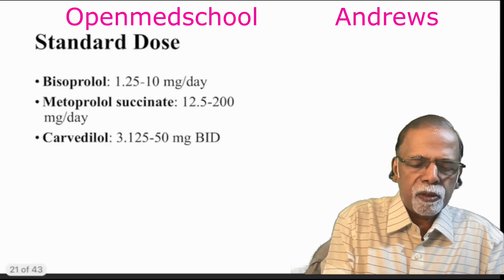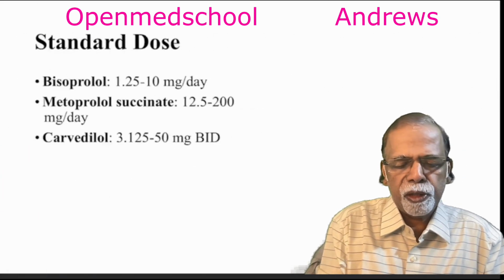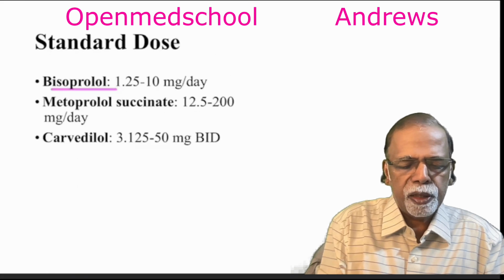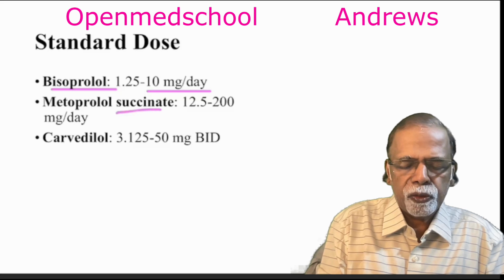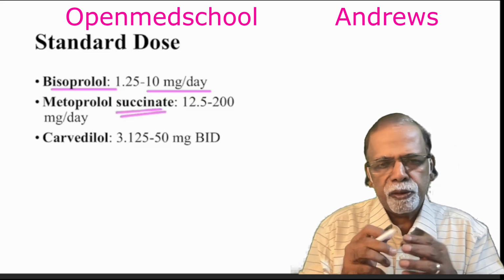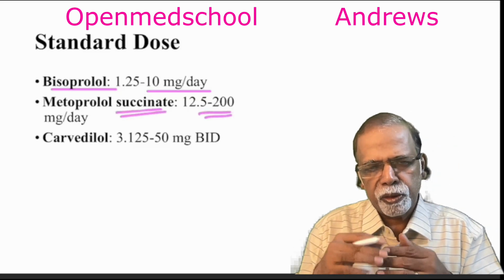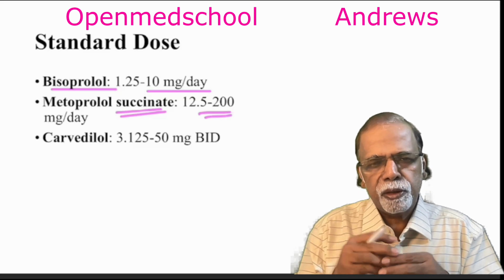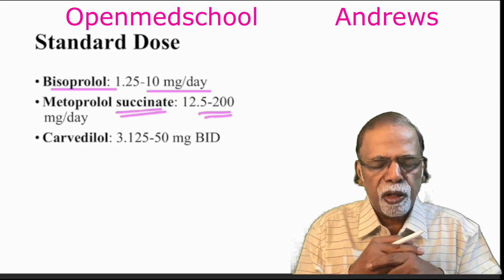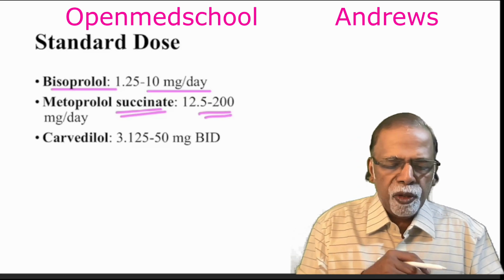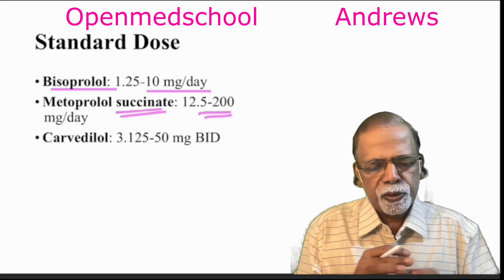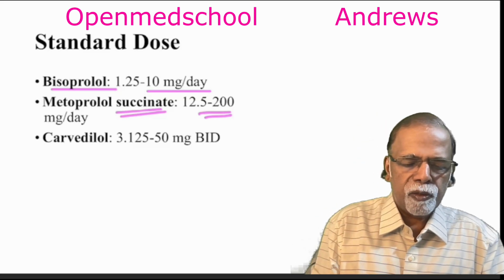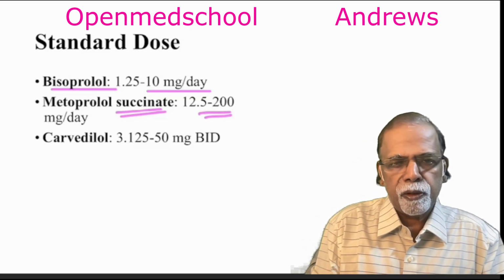Standard dose: you can start bisoprolol at 1.25 mg up to 10 mg per day. Metoprolol succinate is 12.5 to 200. So the dosage is usually a smaller dose, and you gradually step it up. Start with the small dose of 12.5 mg. Carvedilol 3.125, and you have to gradually titrate the dose. So this is the standard dose of carvedilol. Metoprolol is the succinate, not the tartrate.